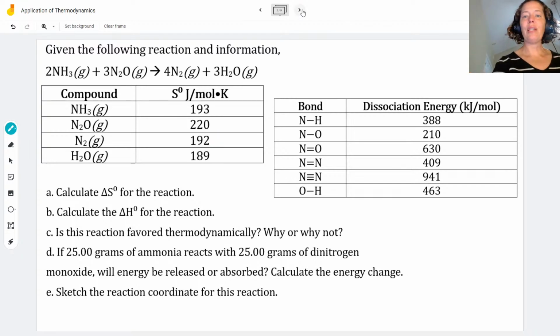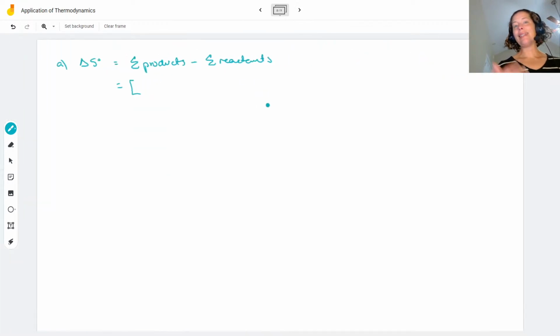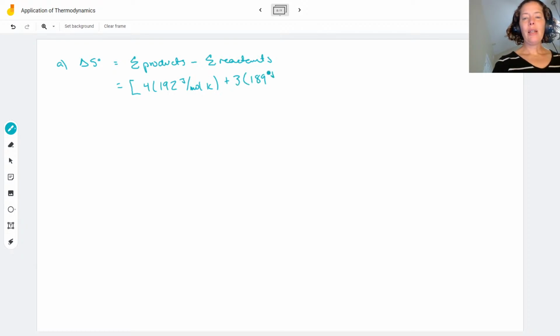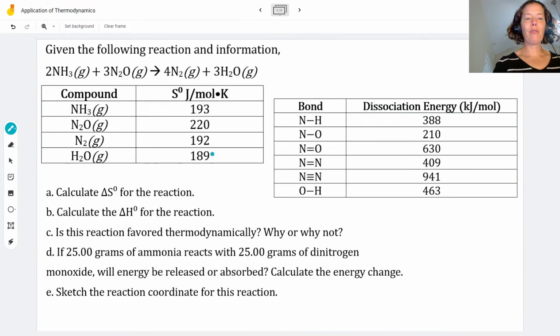Now, I have these written down, and ideally, if you're working on this at a test, you're not having to switch back and forth between pages, although sometimes you are given a data table at the end of a test that you might have to reference. So that's a little bit of practice with that. Okay, so my products, this is joules per mole K. Plus 3 times 189 joules per mole K. Okay, so you might want to check where these numbers are coming from.